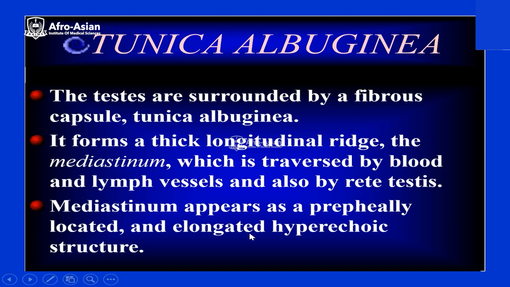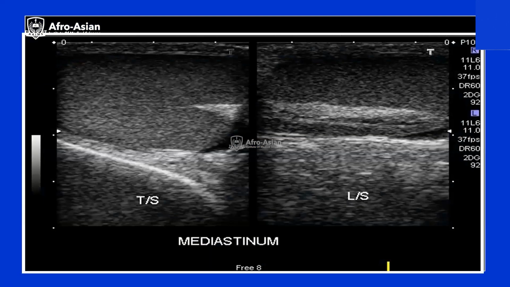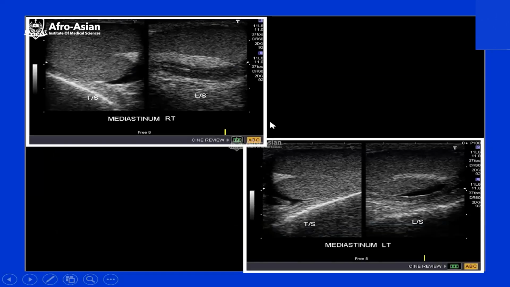These testes are surrounded by a fibrous capsule, tunica albuginea. It forms a thick longitudinal ridge, the mediastinum, which is traversed by blood and lymph vessels and also by rete testis. The mediastinum appears as a peripherally located and elongated hyperechoic structure. Here it is longitudinally and transversely. This is called mediastinum of the testicles, this hyperechoic band-like structure in the testes.